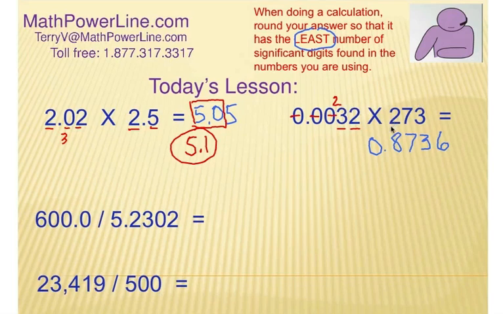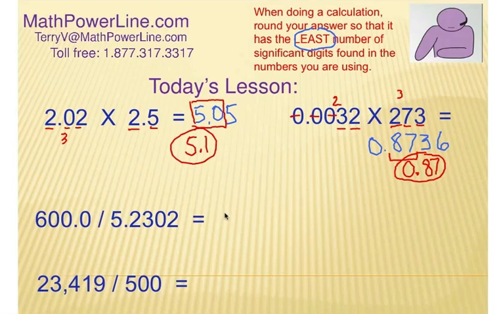This, of course, has 3, all non-zero. And we take the least number. So don't count that 0 there. We're going to keep the 8 and the 7, but look at the 3. That means we have to round down. In other words, 0.87. Now if you want to put the 0 back in there, that's fine. And it would be 87 hundredths as your answer. Round to 2 decimal places.